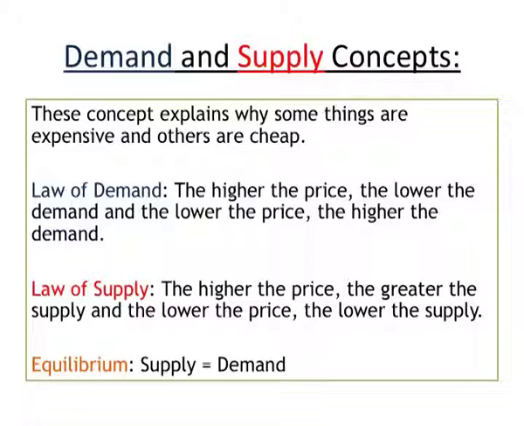The law of supply states: the higher the price, the greater the supply, and the lower the price, the lower the supply. Then we also have what is called the equilibrium, and equilibrium is achieved when supply is equal to demand.